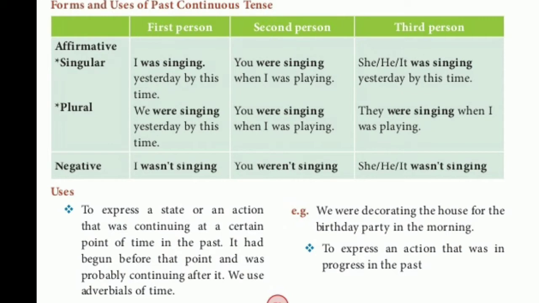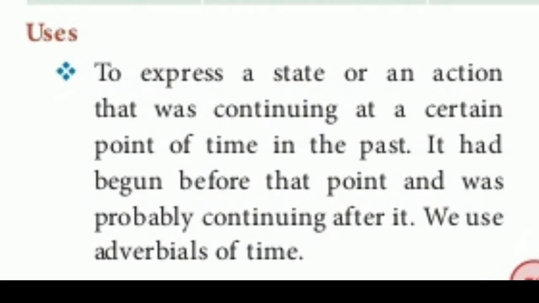Negative form, I wasn't singing. You weren't singing. He or she or it wasn't singing. Now let us see the uses: to express a state or an action that was continuing at a certain point of time in the past. It had begun before that point and was probably continuing after it. We use adverbials of time.